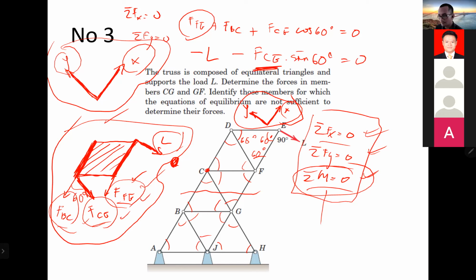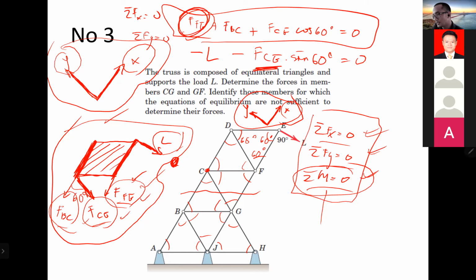Yes, FCG, you get it from this equation. Then after that, you can use FCG in this equation, right? Because FFG here is already known, so you will be able to find FBC, correct? You get it, right? Yes, sir. Good. So it's supposed to be clear, right?